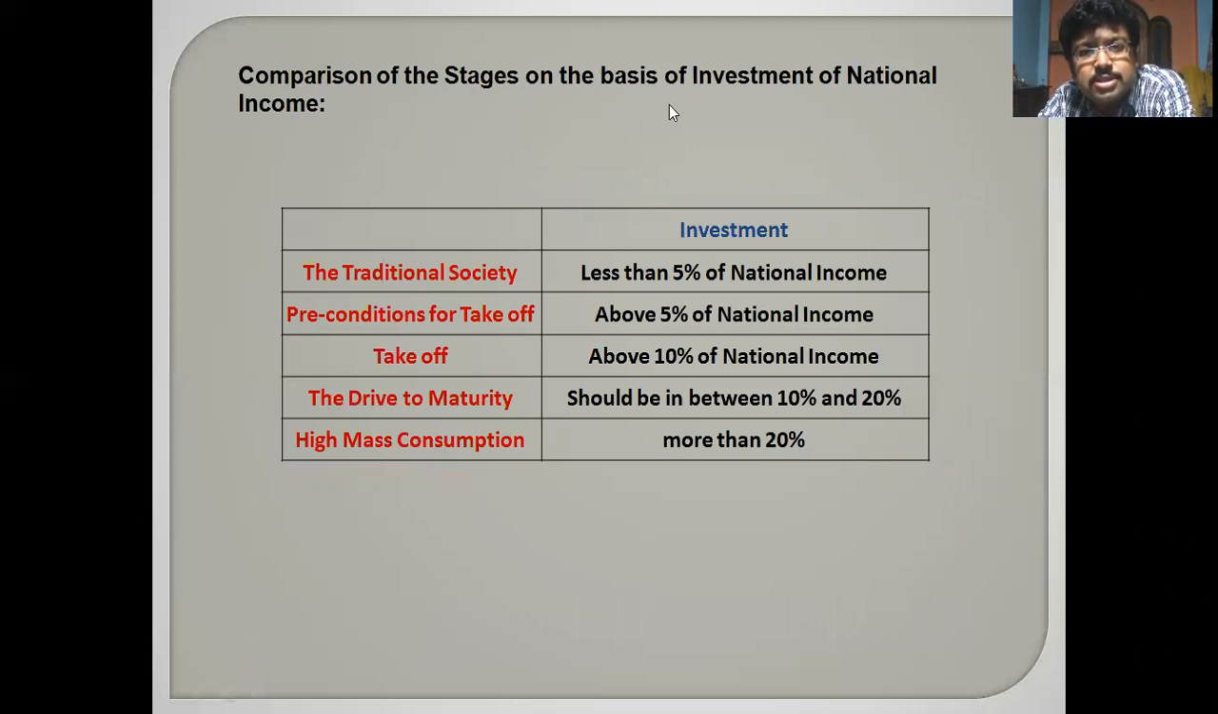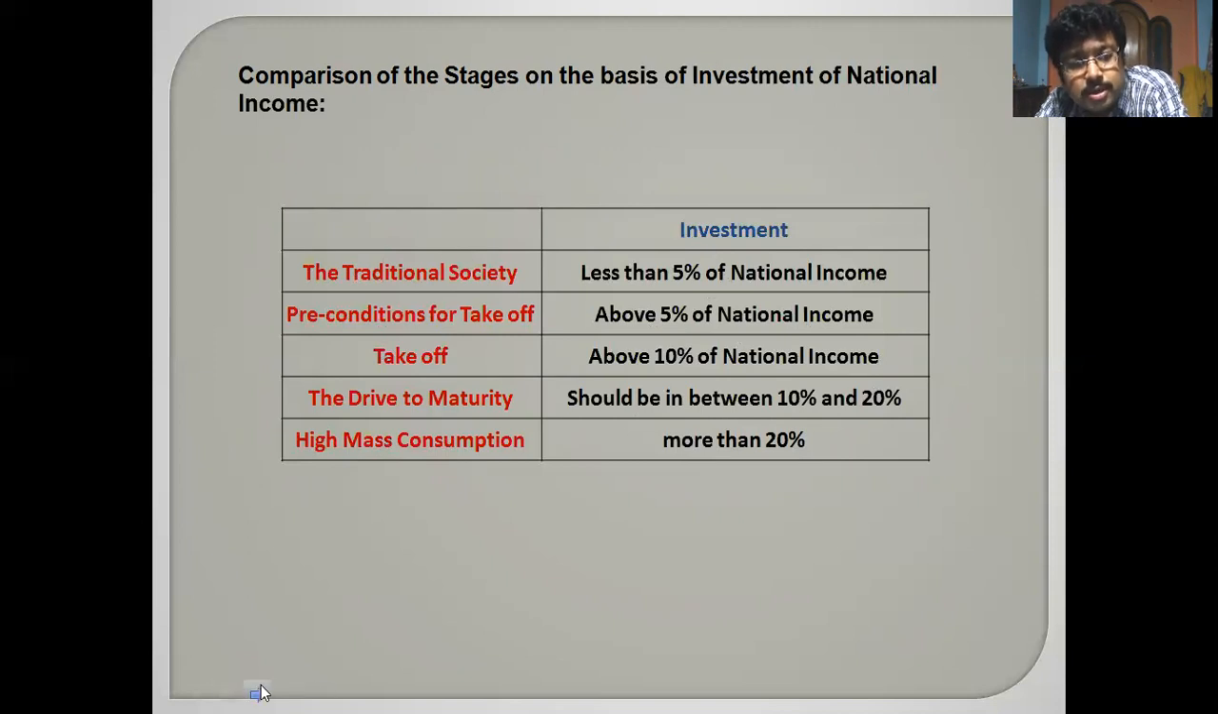Now, the comparison of the stages on the basis of the investment of national income. Look, there are five stages. In the traditional society, less than 5% of national income is invested. In the preconditions for takeoff, above 5% of national income. In takeoff, above 10% of national income. In the drive to maturity, investment should be between 10% and 20%. And in high mass consumption, the investment is more than 20%. So on the basis of the rate of investment of national income, you can differentiate these five stages.